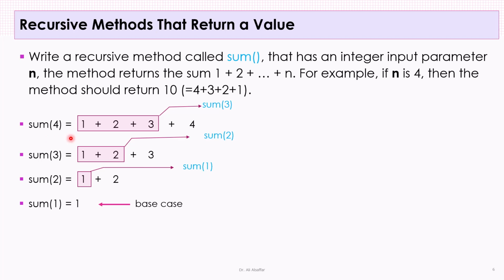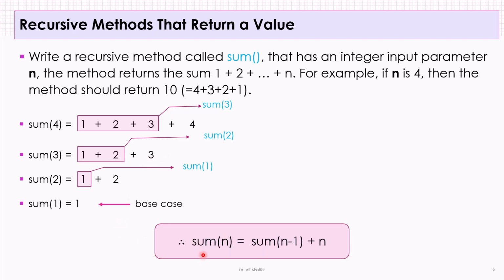So here we can conclude that for any method, if you want to return the sum of the numbers from 1 up to n as the input parameter, you simply call the method but with a smaller input parameter, which is n minus 1, and then you add n. So if the input is 4, you add the returned value from sum 3 plus 4. And for sum 3, you add the returned value from sum 2 plus 3, and so on. So to generalize the recursive method, we can say that for any input n, sum of n is equal to sum of n minus 1 plus n.